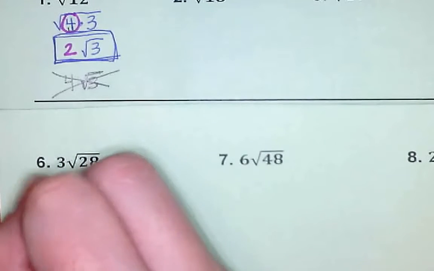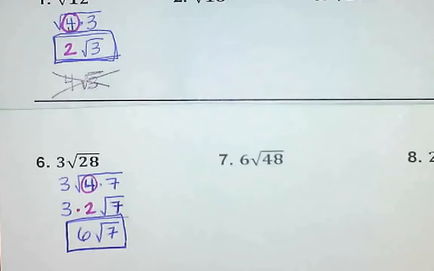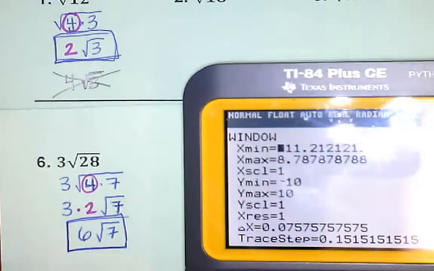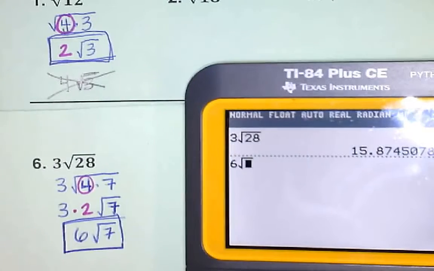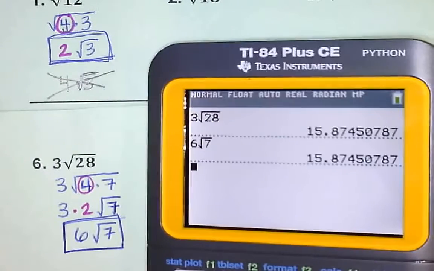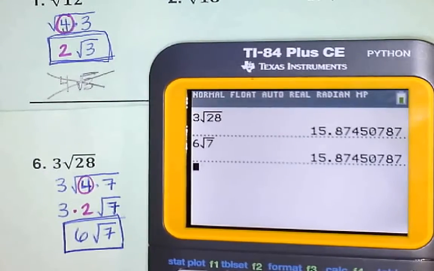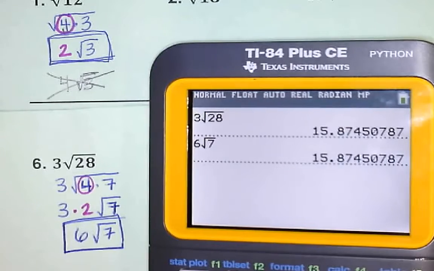Okay? But how do I know if I am correct or not? So I'm going to go here and I'm going to write 6 radical 7. And would you look at that? I get the exact same weird, nasty looking decimal. Do you guys feel good about that?